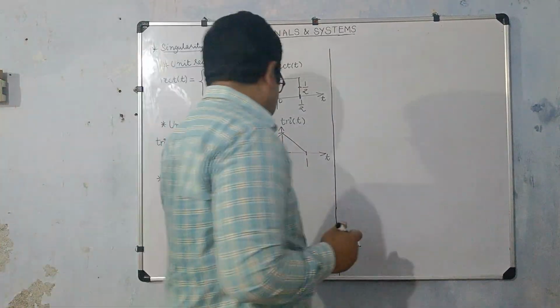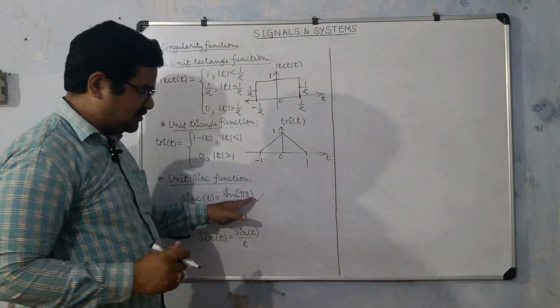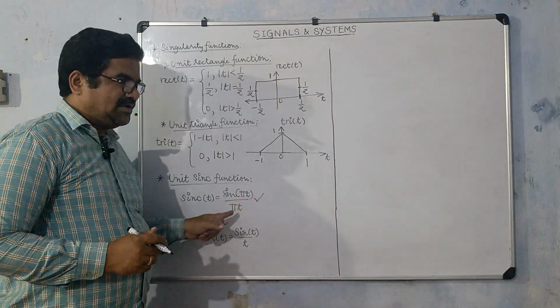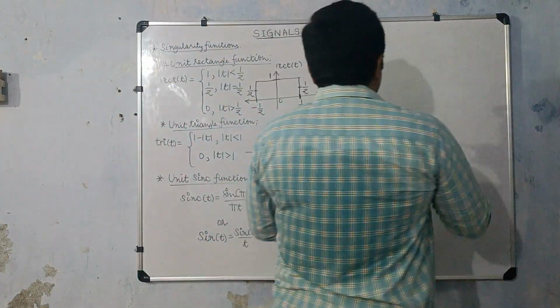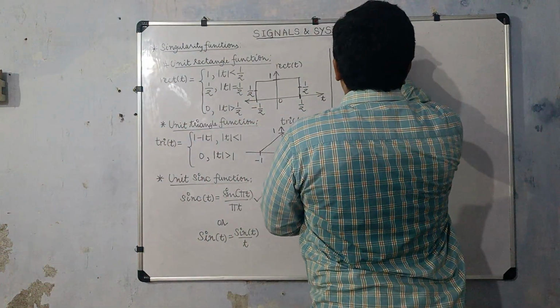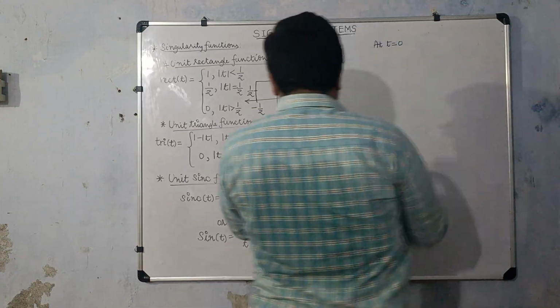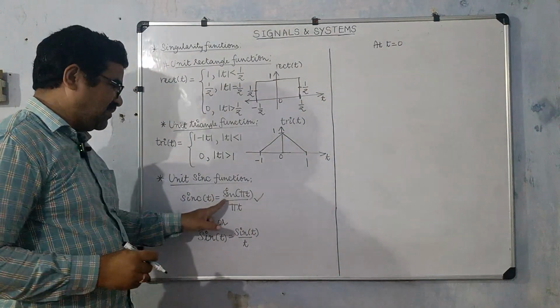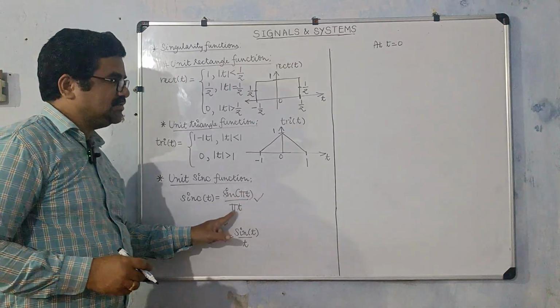Now let us try to draw this sinc function. For drawing the sinc function, we should know the value for different instants of time. Let us say we'll find the value at t is equal to 0. At t is equal to 0, this is in 0 by 0 form. That is sine of pi into 0 is sine 0. Sine 0 is 0 by 0.